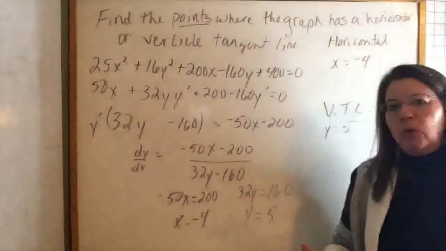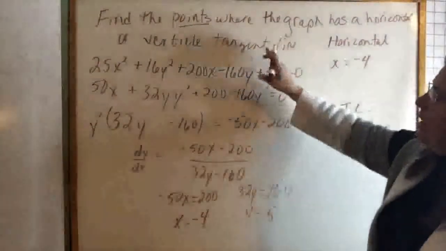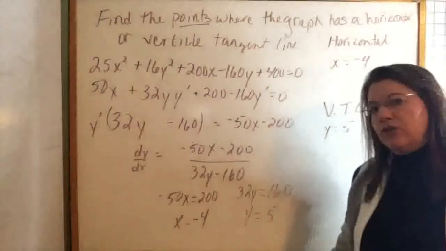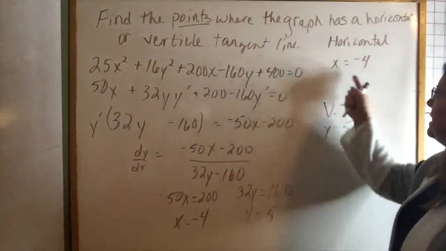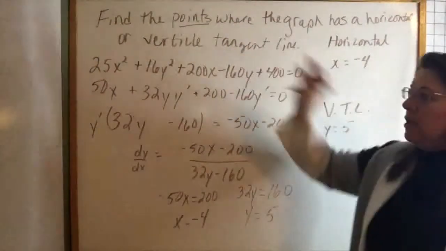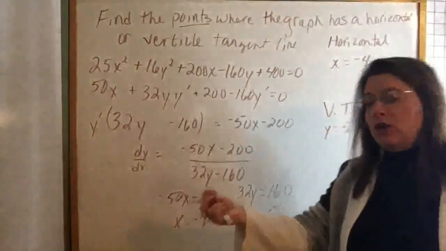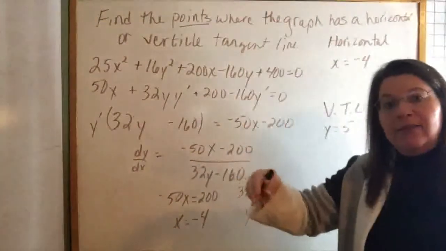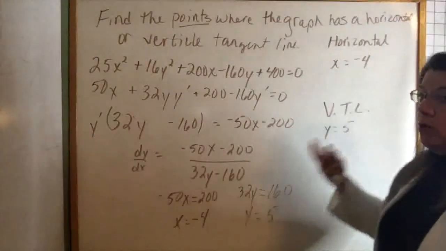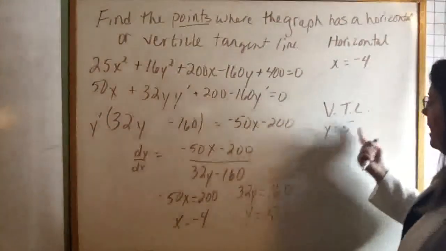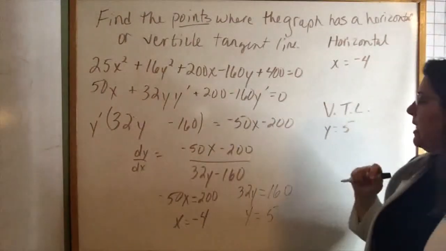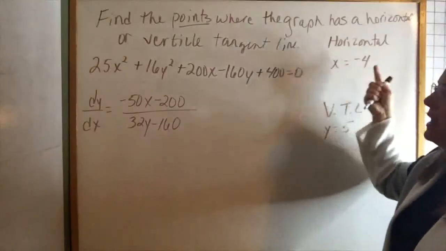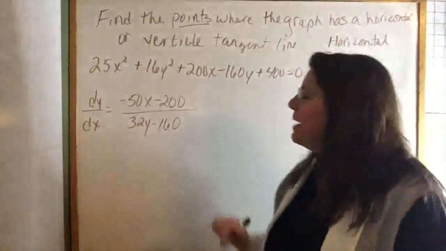Now, we haven't quite finished the problem yet because the directions said to find the points where the graph has horizontal or vertical tangent lines. So we need to take these values, plug them back into the original, and get the other value. So for x equals negative 4, we need to plug in and figure out what y is, and set up that ordered pair or ordered pairs. Sometimes you'll get more than one. And then we'll plug y equals 5 in and get the x values and set up ordered pairs for that. I'm going to plug negative 4 in for every x in my original equation.